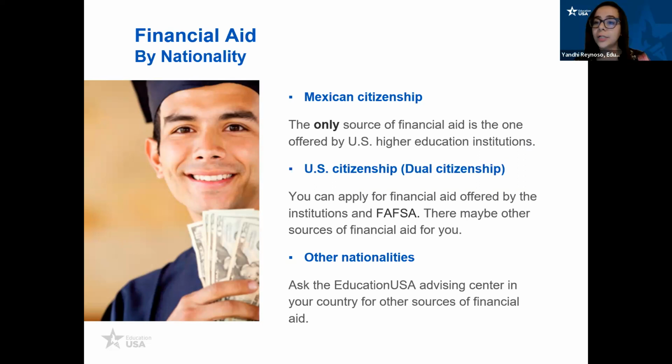If you have any other nationalities besides Mexican, you can get in contact with those Education USA advising centers, and they can let you know a little bit more about the other opportunities, since we are only familiar with those opportunities that exist for Mexican students.